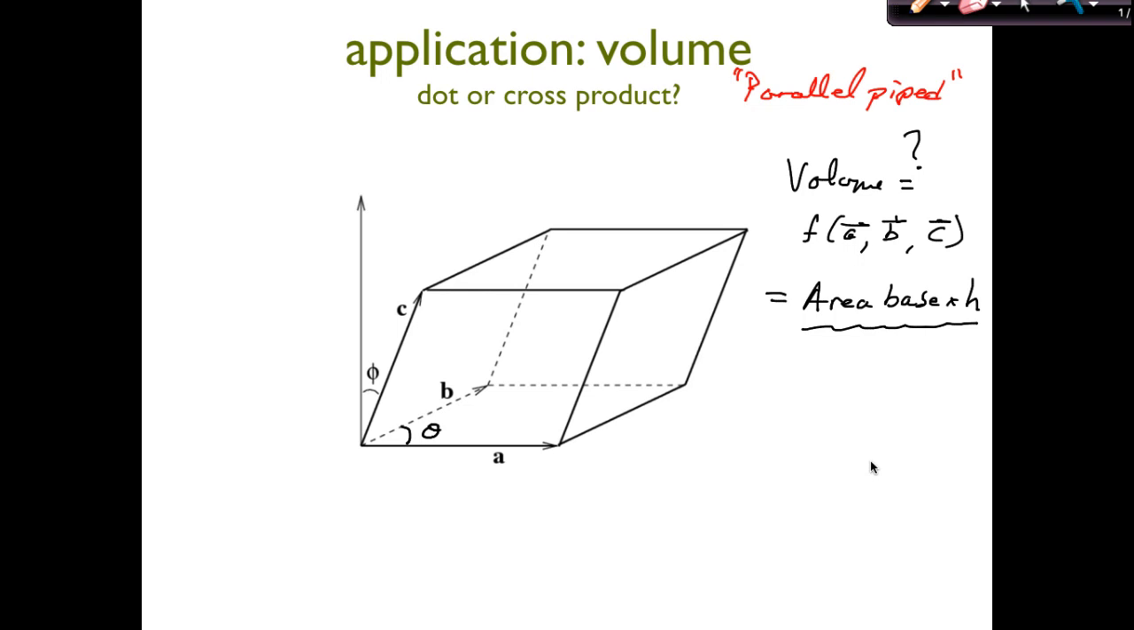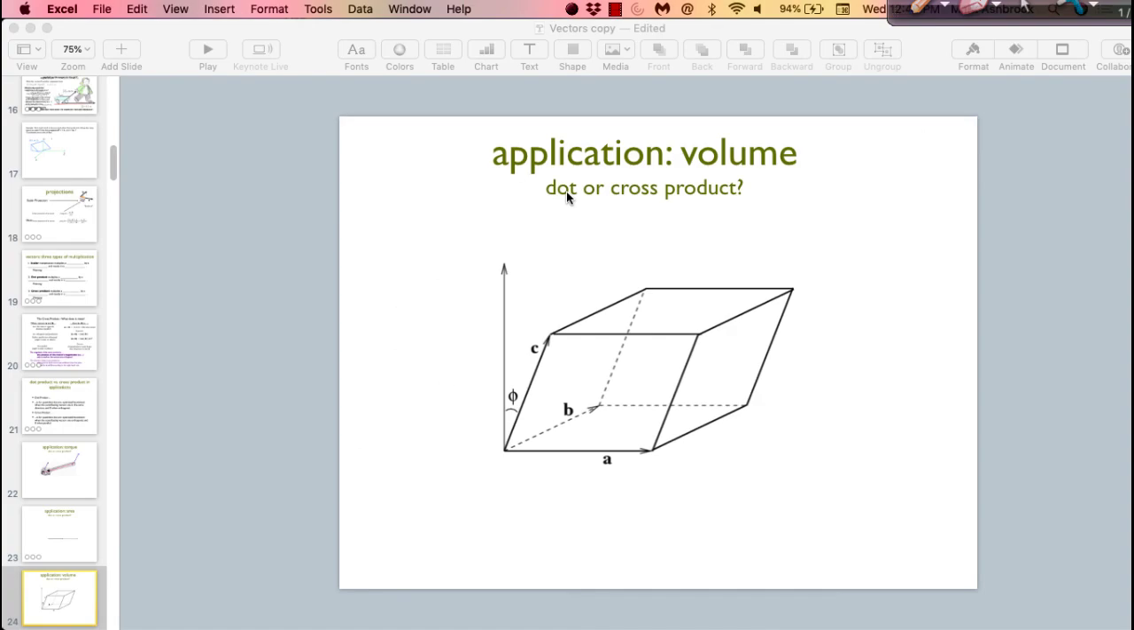See, area of the base we should know already. What's that? Magnitude of the cross product. So the area of the base is the magnitude of A cross B. Now we want to multiply that by the height. So what's the height? The height is this right here, right?